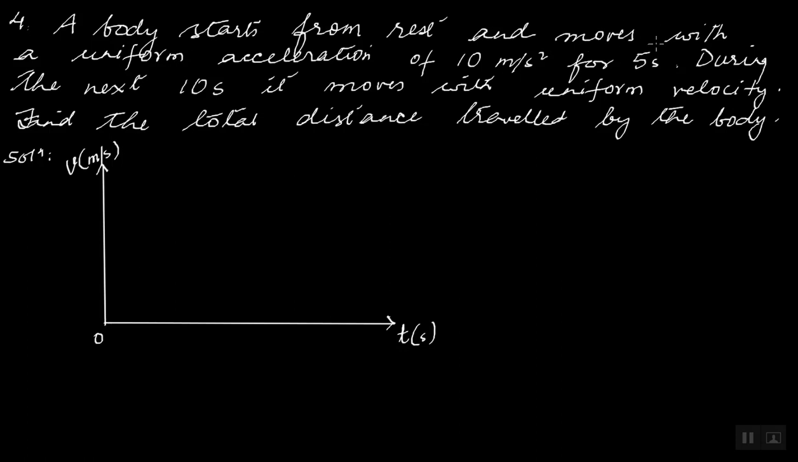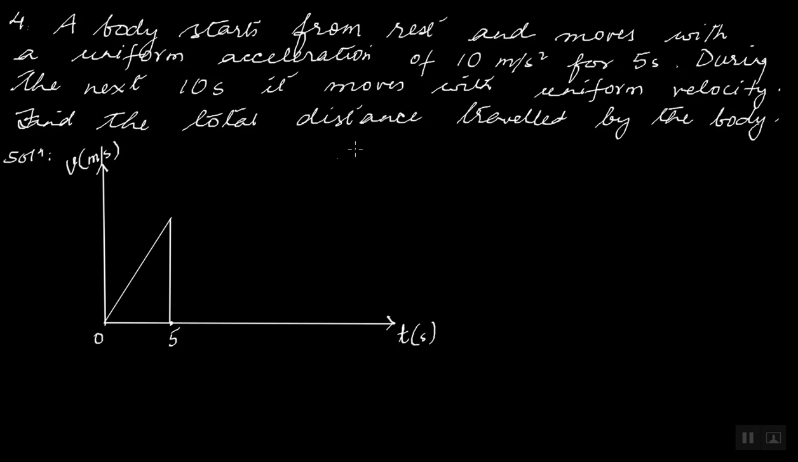And then it moves with uniform acceleration of 10 meter per second square for 5 seconds. So till 5 seconds here, it moves with an acceleration of 10 meter per second square. We don't know what the final velocity attained by the body is. The body is starting from rest and it is going faster, faster, faster. The velocity increases. Okay, so let me just draw a graph like this. Let's say at 5 seconds it reaches that point. Let me just drop a perpendicular from this point to that point.